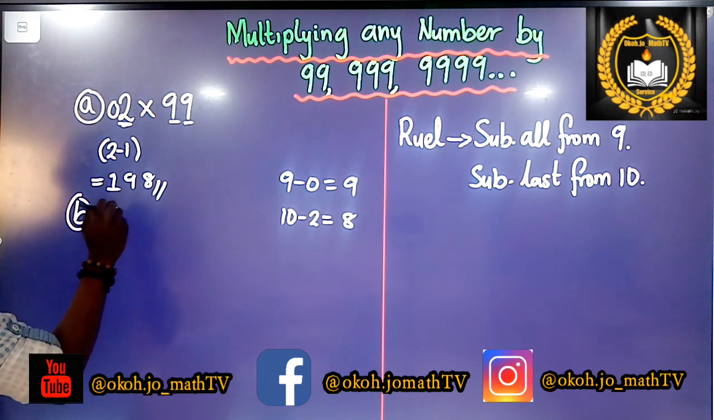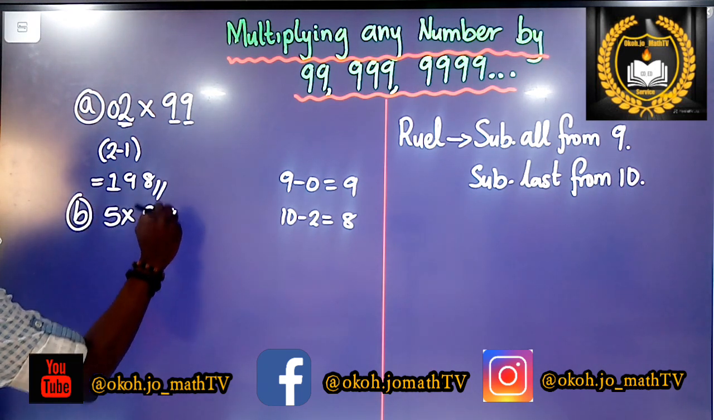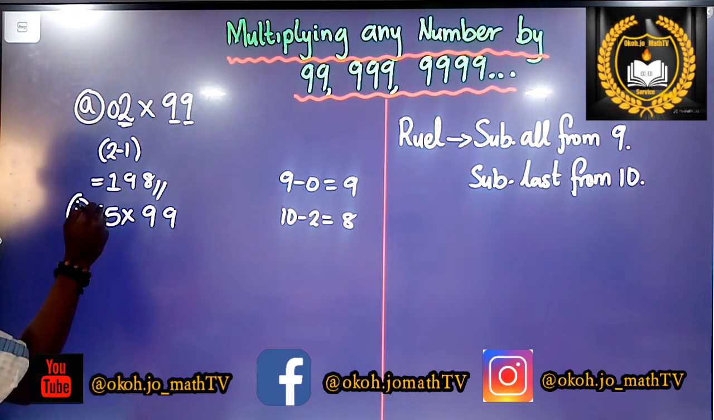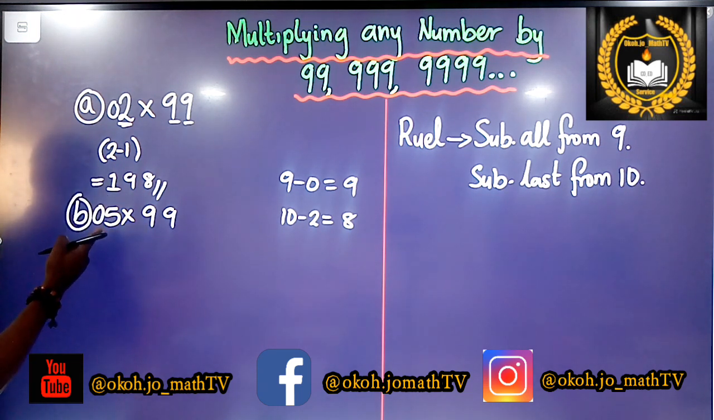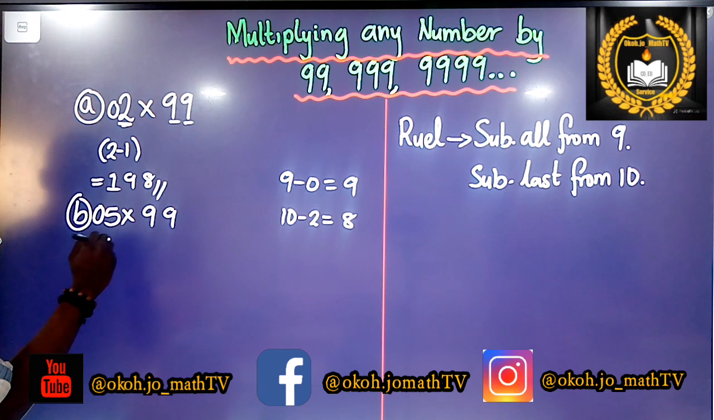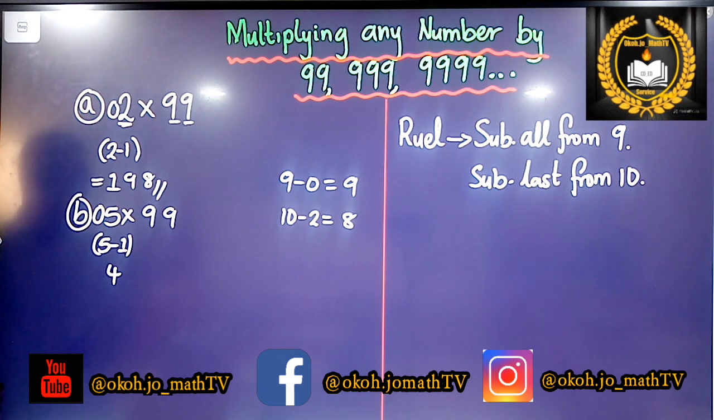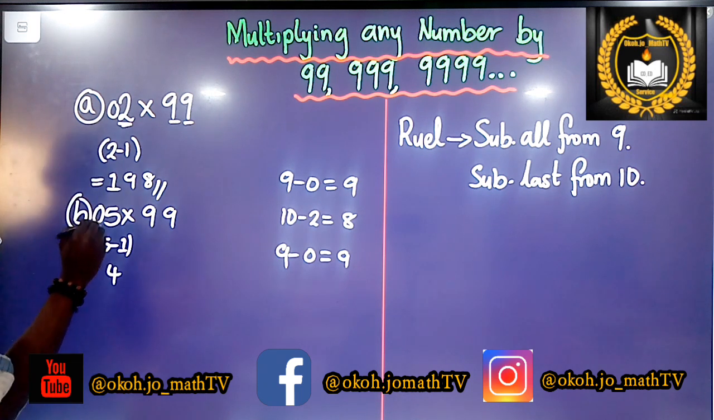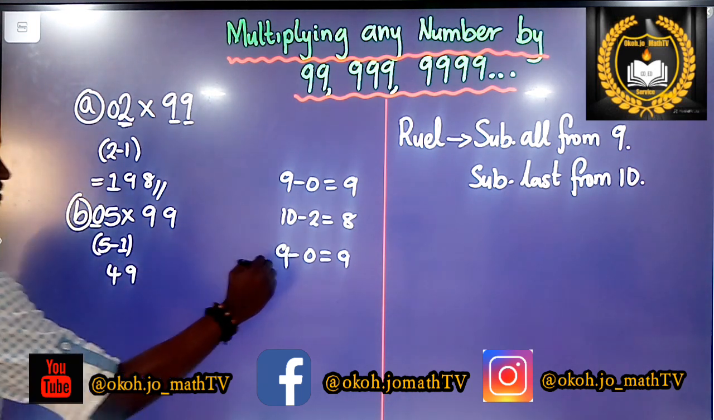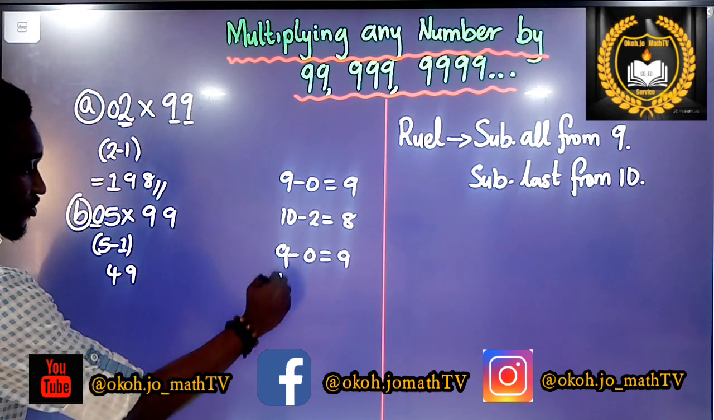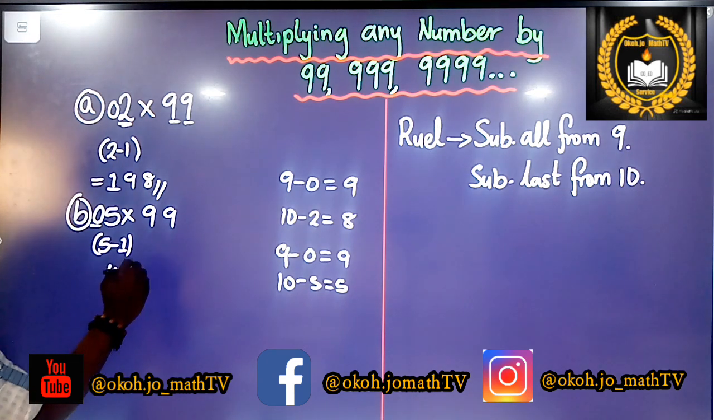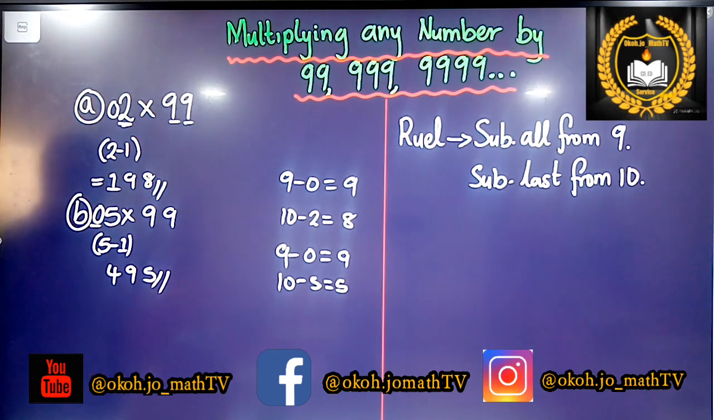Let's say 5 times 99. Just like we did in the first place, increase this by a placeholder of 0 to balance it. So the first thing here is to take away 1 from 5. And that will give us 4. Is that clear? Then 9 minus 0 is 9. That is the first digit, which is 9. Then the 5 here is the last digit, so we should do 10 minus 5, which is 5. And our answer is 495. You can see how easy it is.